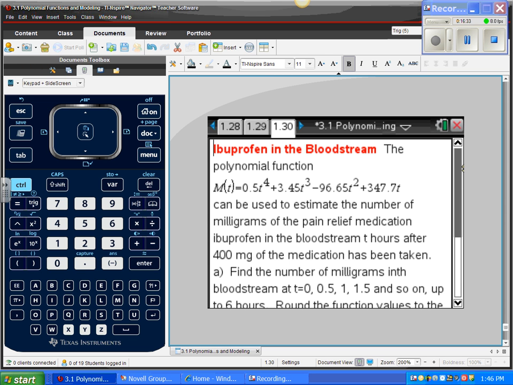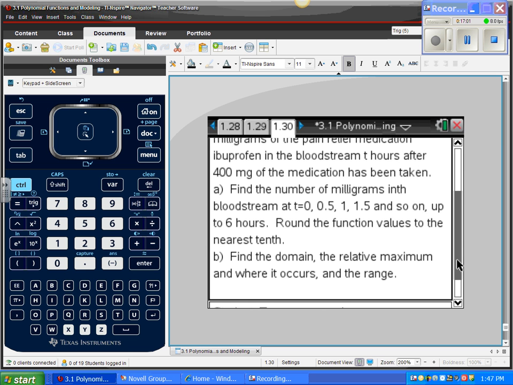All right, so ibuprofen in the bloodstream. Polynomial function m of t equals 0.5 t to the 4th plus 3.45 t cubed minus 96.65 t squared plus 347.7 t can be used to estimate the number of milligrams of the pain relief medication ibuprofen in the bloodstream t hours after 400 milligrams of the medication has been taken. A, find the number of milligrams in the bloodstream at t equals 0, 0.5, 1, and 1.5, so on, up to 6 hours. Round the function values to the nearest tenth. B, find the domain and the relative maximum where it occurs and the range.